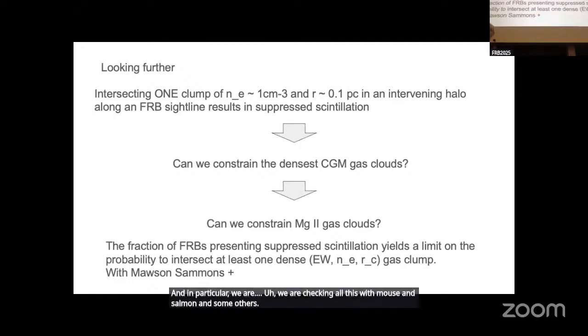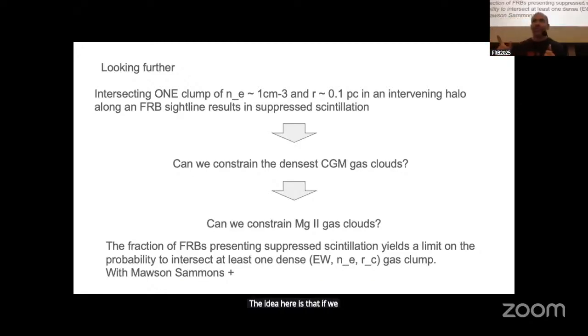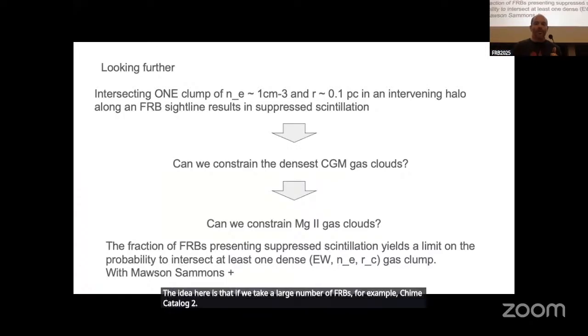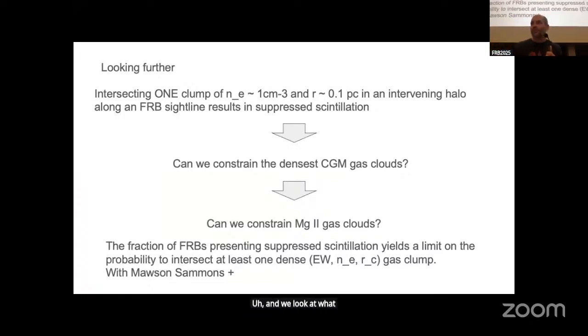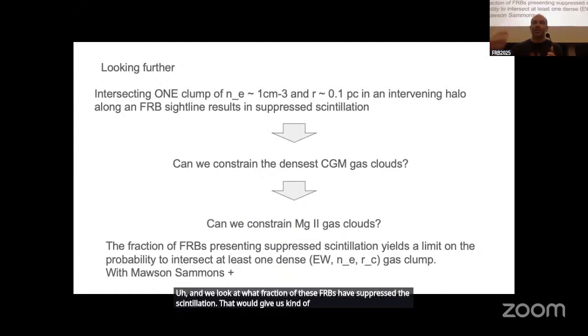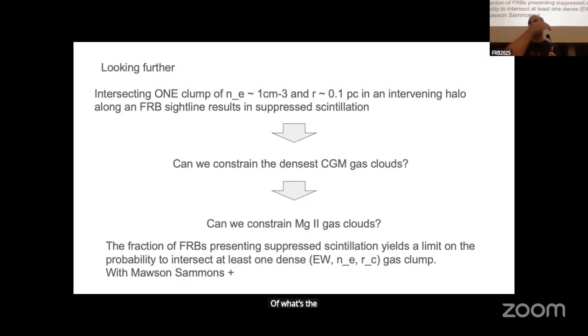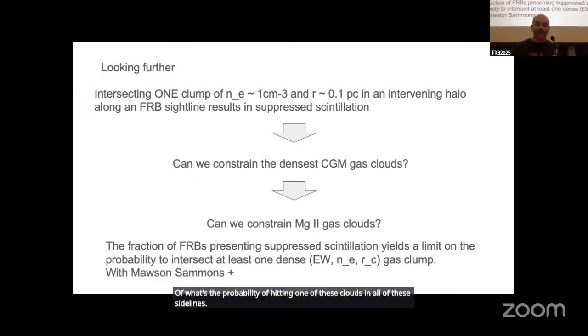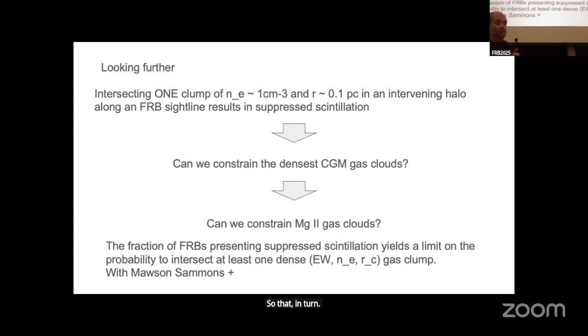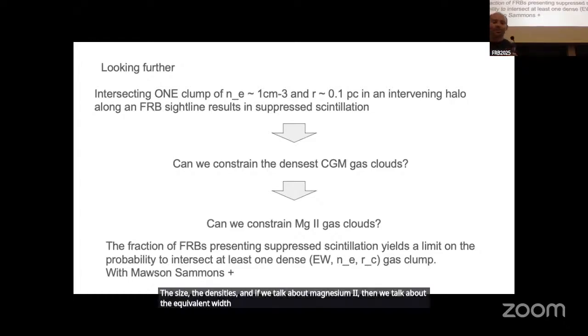The idea here is that if we take a large number of FRBs, for example, CHIME catalog 2, and look at what fraction of these FRBs have suppressed scintillation, that would give us a limit of the probability of hitting one of these clouds in all of these sightlines. So that in turn could give us constraints on this dense gas, the size, the densities. And if we talk about magnesium-2, then we talk about the equivalent width of the absorption lines.